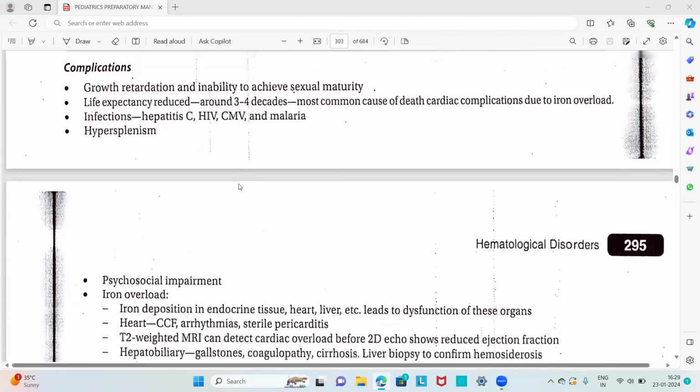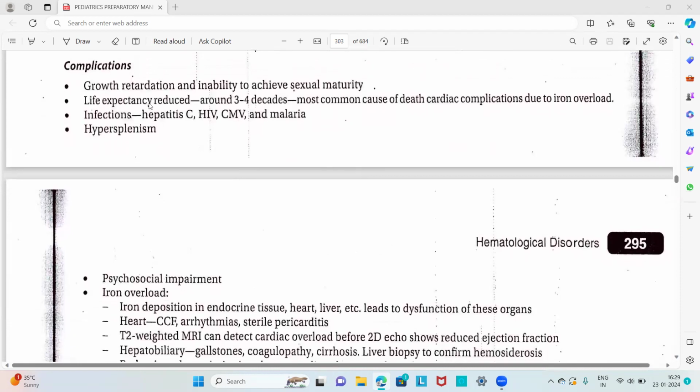Then what are the complications following thalassemia? Because of anemia and hypoxia, there will be growth retardation and inability to achieve sexual maturity. Life expectancy is reduced to around 3 to 4 decades. The most common cause of death is cardiac complications due to iron overload. Because of the treatment option of blood transfusion, there will be iron overload, and that results in cardiac complications.